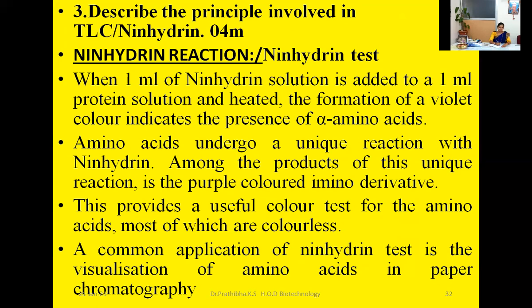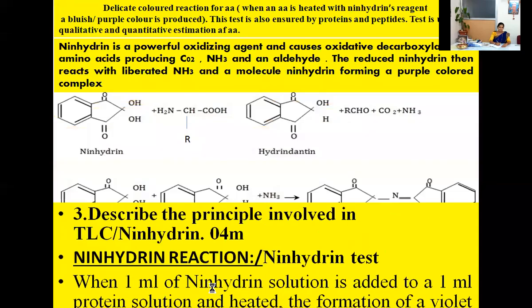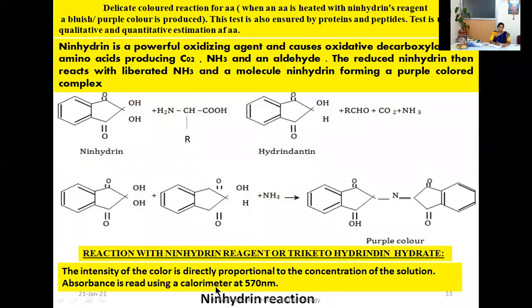Alpha amino acids undergo a unique reaction with ninhydrin. Among the products of this reaction is the purple colored imino derivative. This provides a useful color test for amino acids, most of which are colorless. A common application of the ninhydrin test is the visualization of amino acids in paper chromatography. So what is this ninhydrin? Ninhydrin is a delicate colored reaction for amino acids.